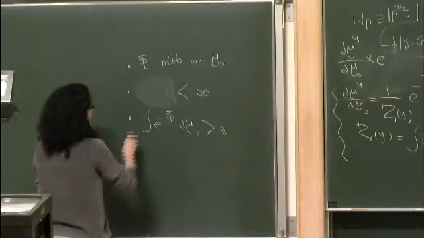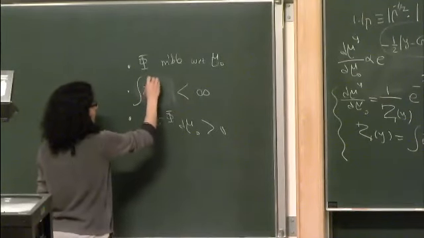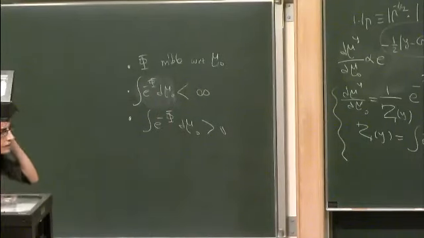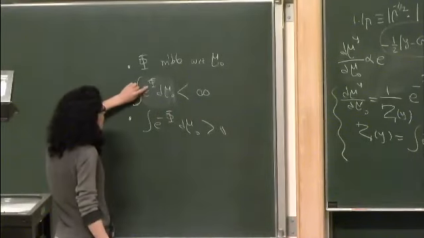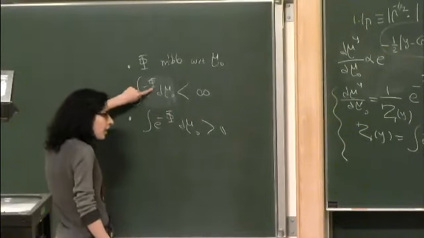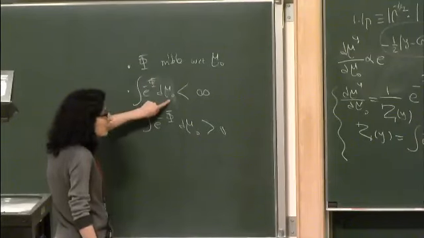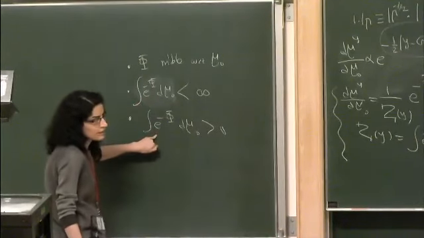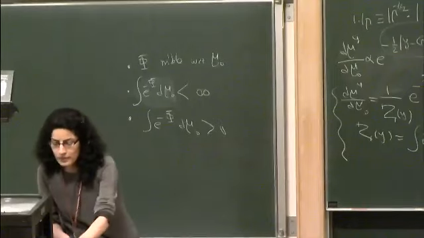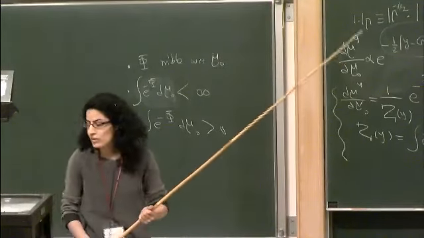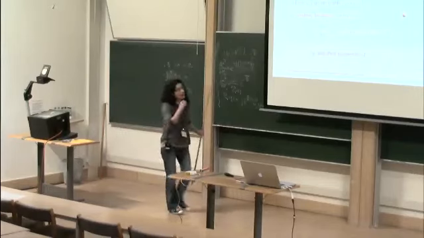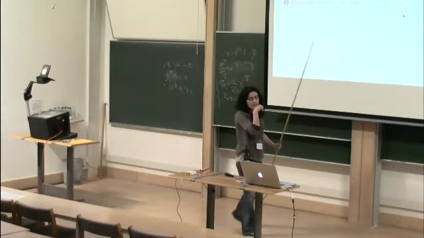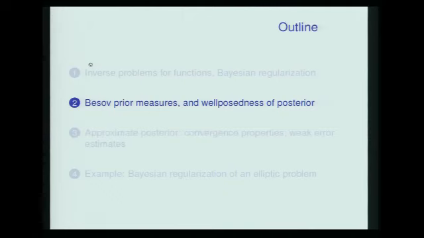So I want conditions on phi, but it depends on the type of mu naught that I choose, because these are the type of conditions that I need on it. So let me start by introducing what type of prior I would like to choose. Now I'm interested in Besov priors.